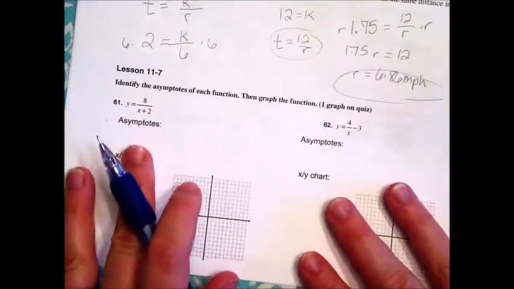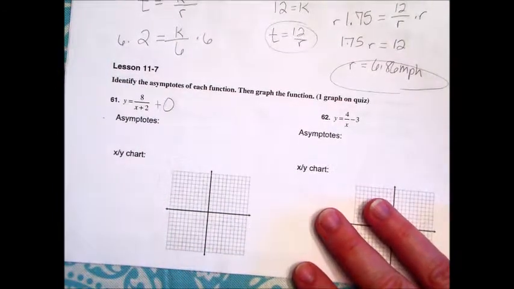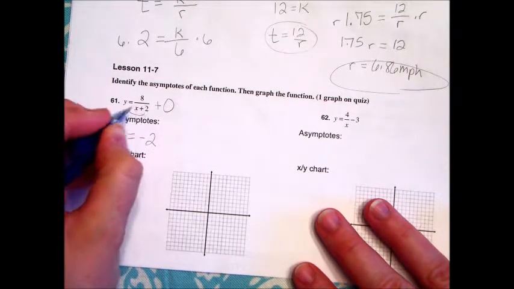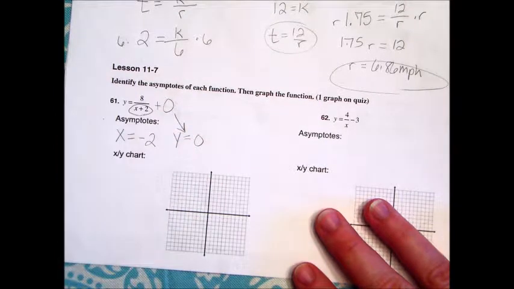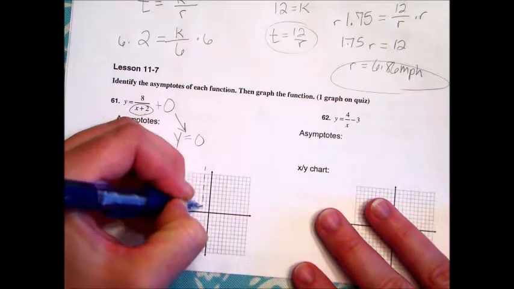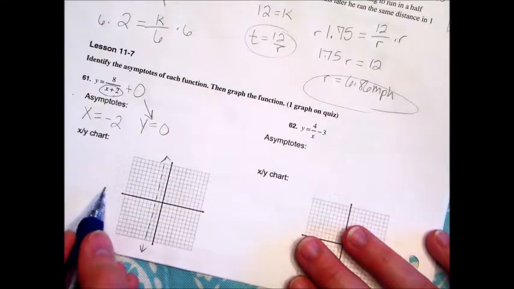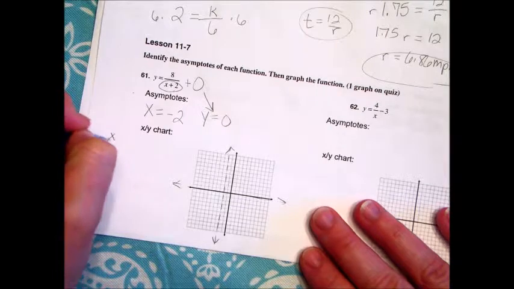Okay, now from lesson 11.7, we're talking about asymptotes and graphing. There's one of these on the quiz. Please remember there's a 0 in the back of this equation. The asymptotes are x equals -2, from the opposite of the bottom, and y equals 0, from the number in the back. What that means is that you're going to have a vertical line where x is -2 and a horizontal line where y is 0 that the graph will approach but never touch.